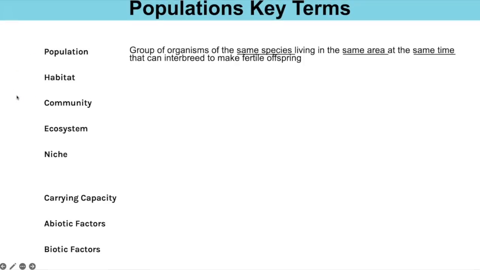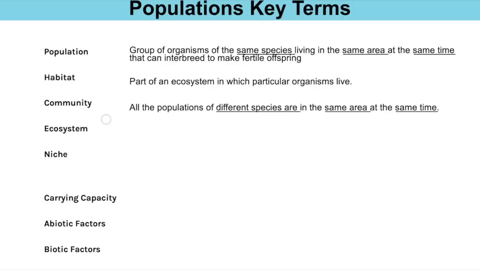So population is a 2 mark definition, and your definition is it's a group of organisms of the same species living in the same area at the same time. That first part is 1 mark. The second mark is that they can interbreed to make fertile offspring. Habitat would just be 1 mark, so it's the part of an ecosystem in which particular organisms live.